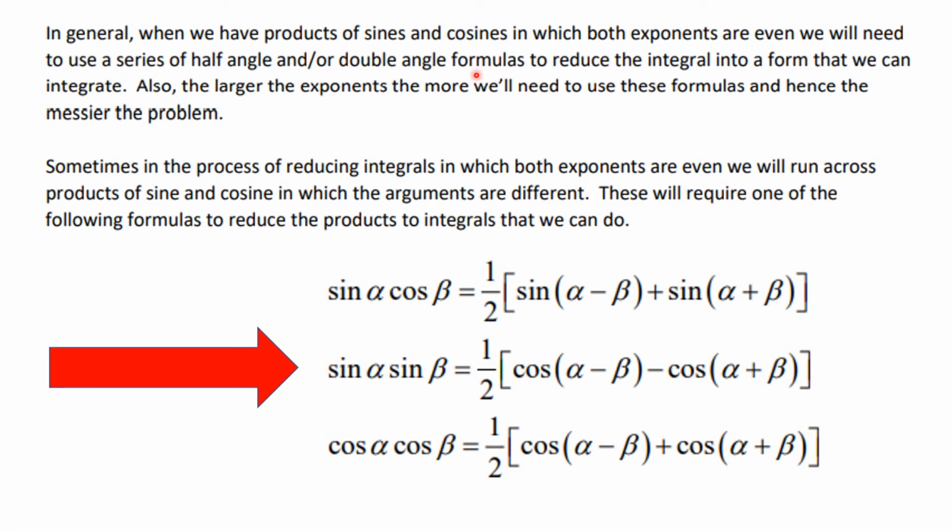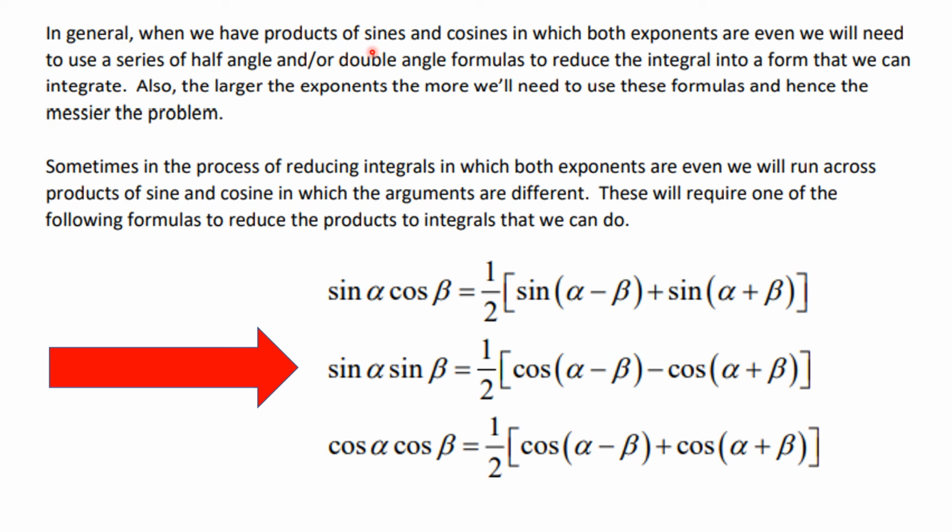So in general, when we have the products of sines and cosines in which both exponents are even, we'll use those series of half angle and or double angle formulas to reduce the integral to a form we can integrate. And the larger the exponents, the more we'll need to use these formulas, and the problem becomes messier.